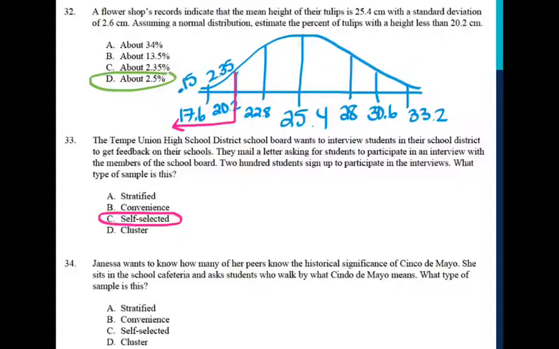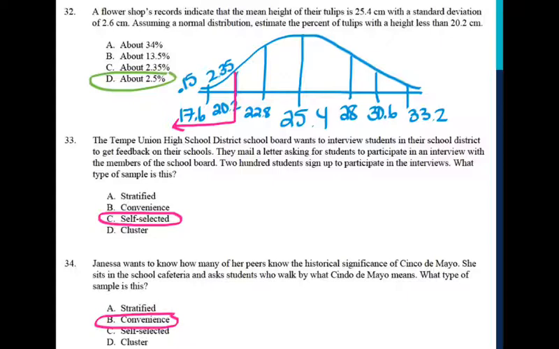Janessa wants to know how many of her peers know the historical significance of Cinco de Mayo. She sits in the school cafeteria and asks students who walk by what Cinco de Mayo means. What type of sample is this? This one is convenience. It's convenient for Janessa to just sit there and ask people who walk by what Cinco de Mayo means. So we have self-selected and convenience.